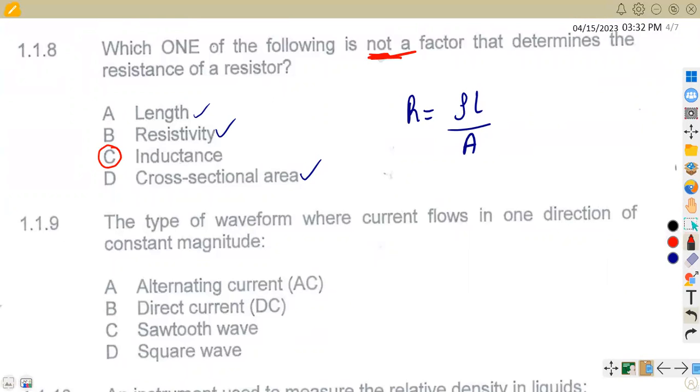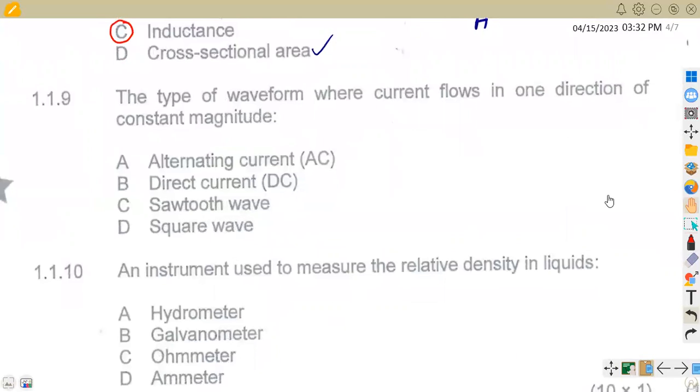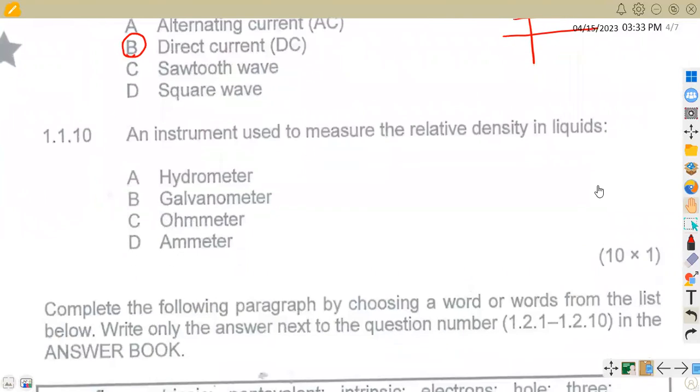All right. 1.1.9, the type of waveform where current is in one direction of constant magnitude. We have the same magnitude throughout, a constant magnitude. So that's direct current, so we have a B in this case. All right, 1.1.10, an instrument used to measure relative density in liquids. Which instrument is it? That's a hygrometer. A hygrometer is used to measure relative density.